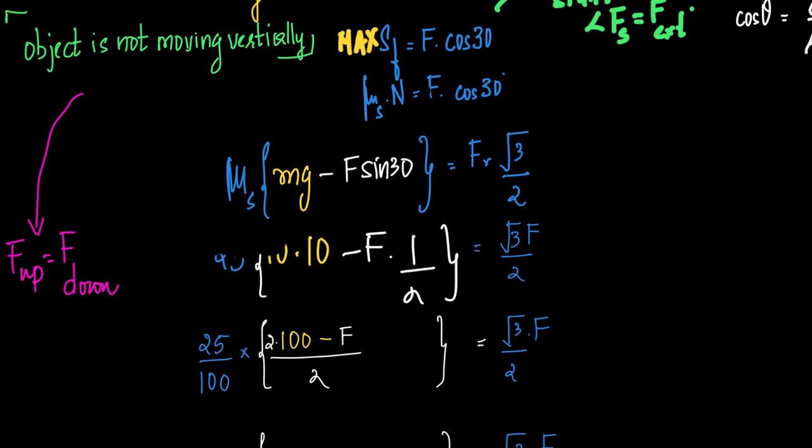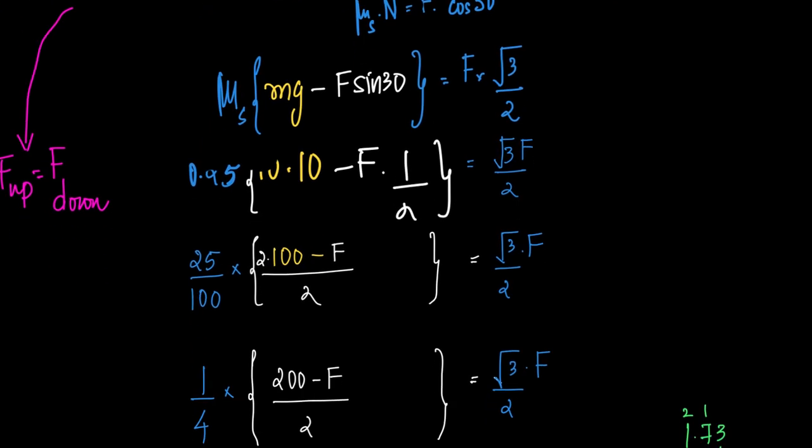Now, we have mu s. What is the value of mu s? It is 0.25, my bad. The value of mu s is 0.25 into m is 10, g is 10, minus F sin 30. Sin 30 is 1 by 2. Algebraic manipulations.